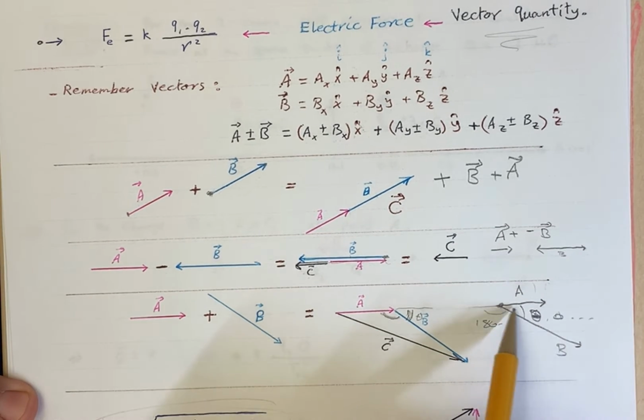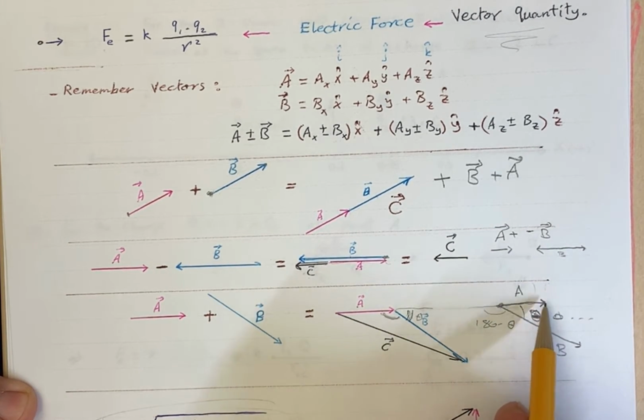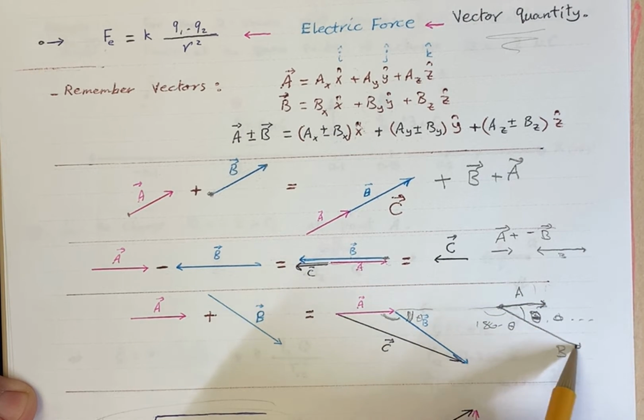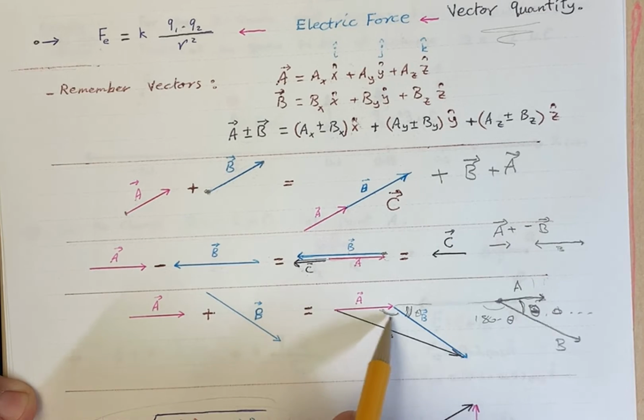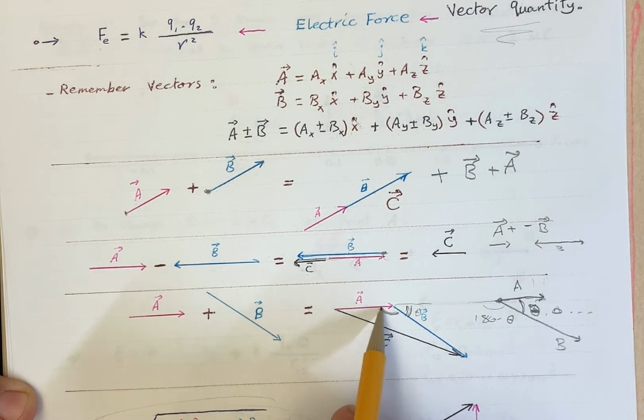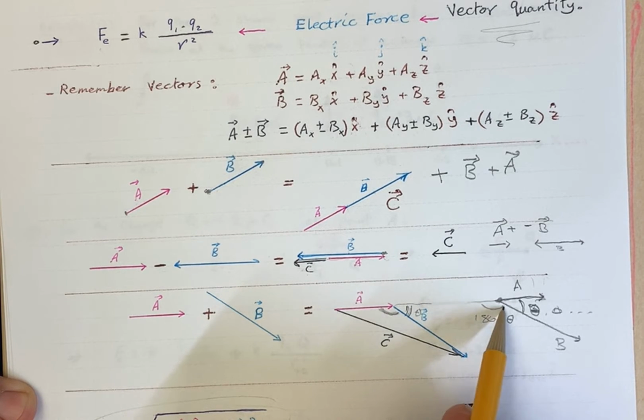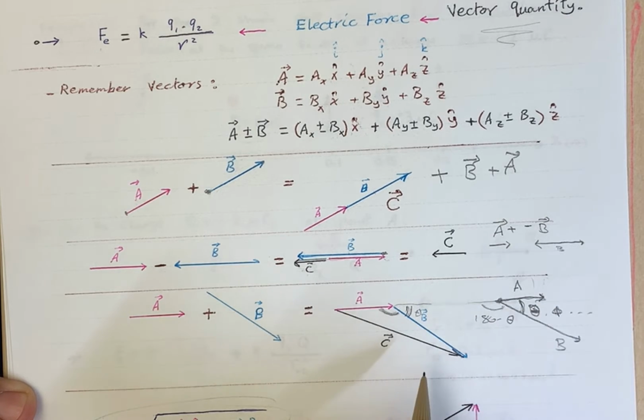The angle between them, actually, if we need to draw them, we draw A, then we draw B from the same starting point. This is the angle between them. It is not this, actually. This is the outer angle, or the complementary angle. So this angle equals 180 minus the angle between A and B. We name it theta, phi, or anything you need.